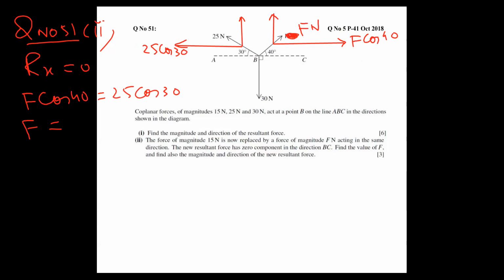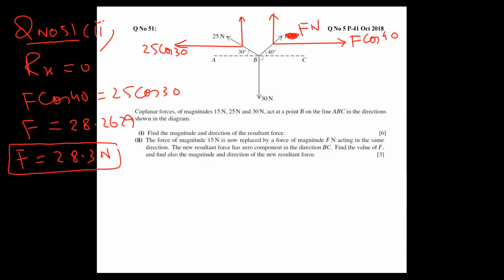So I can find F from here. It becomes 25 cos 30 divided by cos 40. So for force F, 28.2629. But in rounding, it becomes 28.3 Newton force. Okay. One part is done.